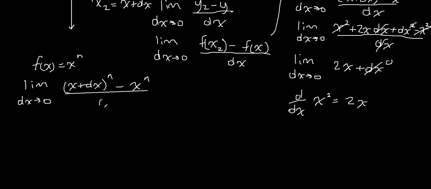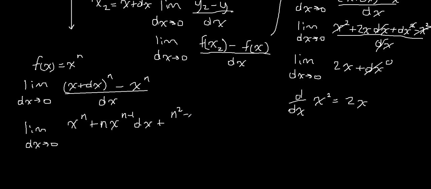All over dx. So if you start expanding this out, you might want to check out the binomial theorem if you need help with that. But you'll end up with the limit as dx approaches 0 of, and this stuff expands to x to the power of n plus n times x to the power of n minus 1 times dx, and then plus a bunch of stuff that you won't actually need. I'll show you why in a sec. I'll just write it out for now.